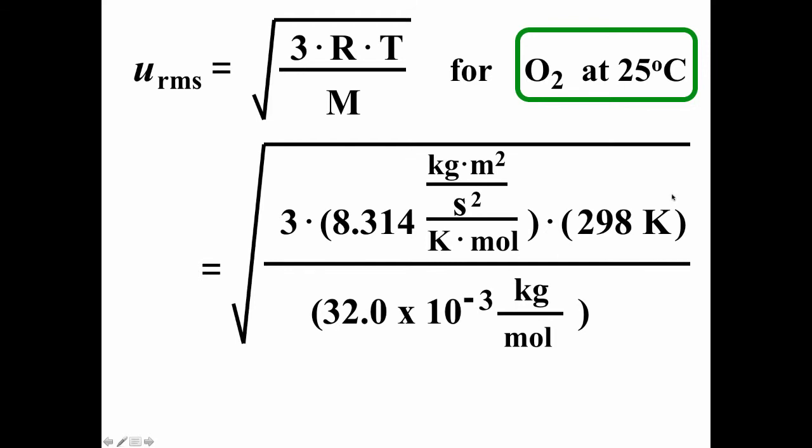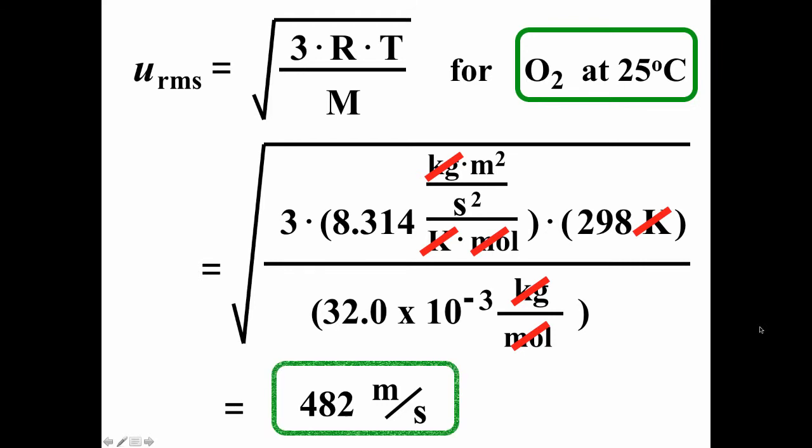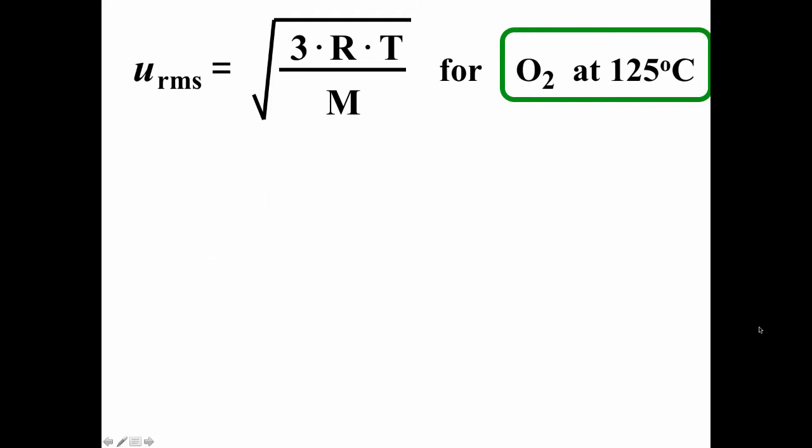And so what that means now is when we start canceling, the Kelvin will cancel as we noted, so will the moles. But now kilograms also cancel, and then we're left with meters squared per second squared, but that's going to be square rooted. So we'll end up with meters per second, which is a perfectly reasonable thing for the speed of a molecule. So plugging in everything, taking the square root, we get 482 meters per second for the root mean square speed for oxygen at 25 degrees Celsius. And you might want to make sure that you get the same number as well.